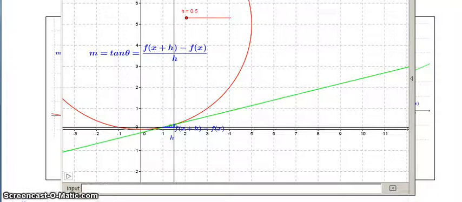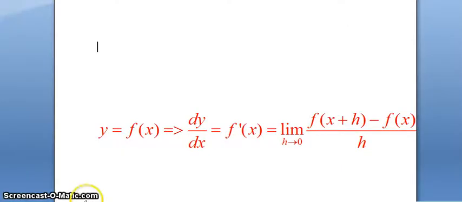Now let's see what it is algebraically. Algebraically, it's called dy/dx, or f dash x, and it's the limit as h goes to 0 of this ratio, f(x plus h) minus f(x), over h. It so happens for any continuous function f(x), as h approaches 0, this ratio approaches a constant value, depending only on the initial value x. And this is defined to be the derivative of the function f(x).